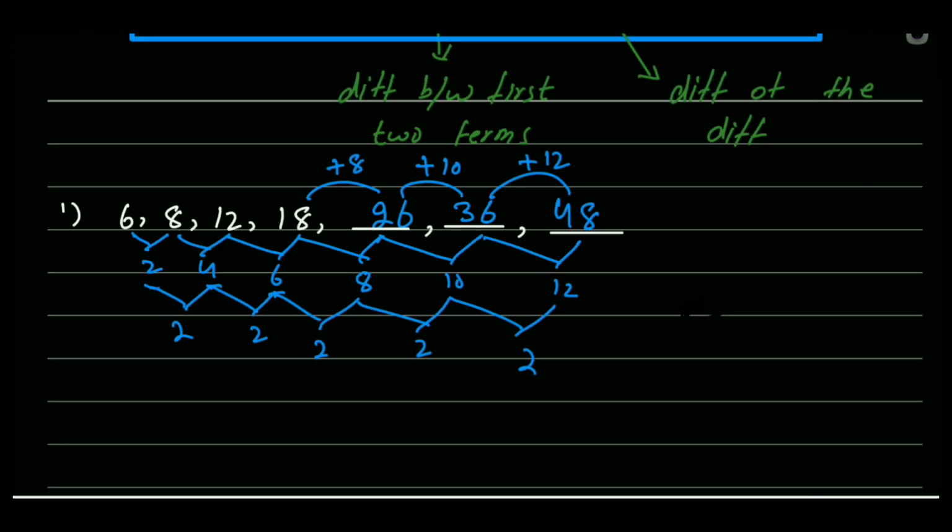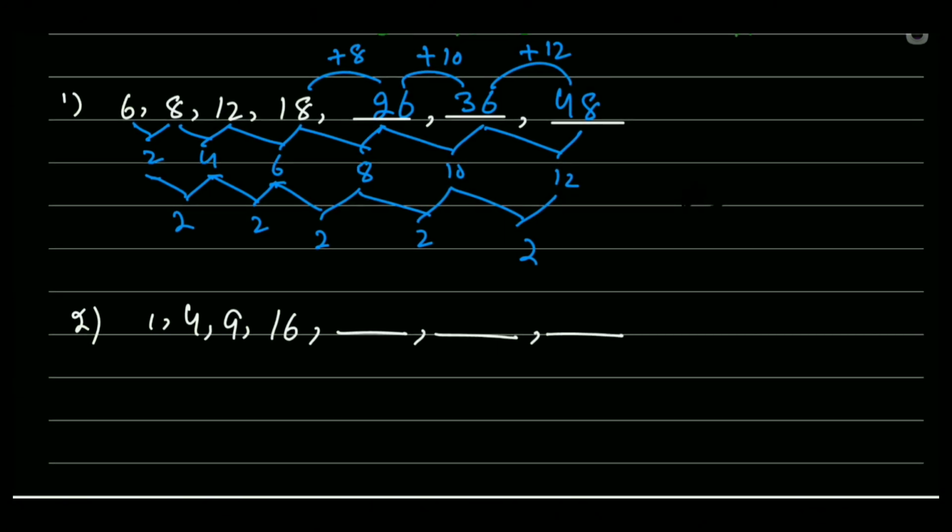Now question number 2. The sequence is 1, 4, 9. First of all, we have to check whether this is a quadratic sequence or an arithmetic sequence. If the first difference is the same, that means it is an arithmetic sequence. If the second difference is the same, it means it will be a quadratic sequence. So let's find the difference.